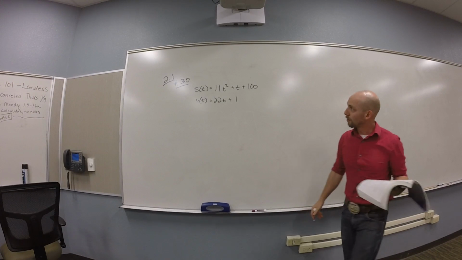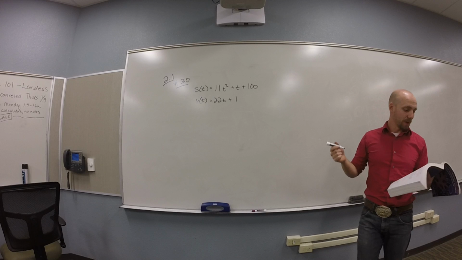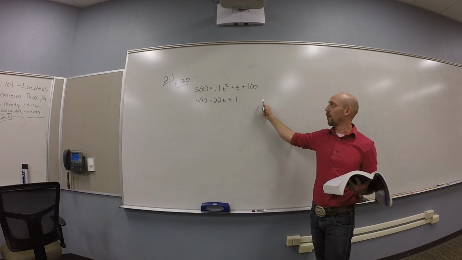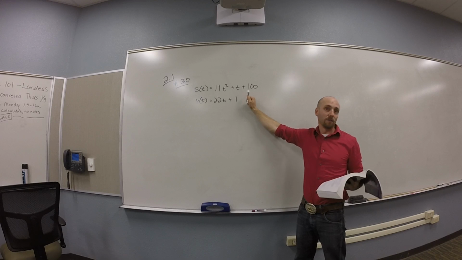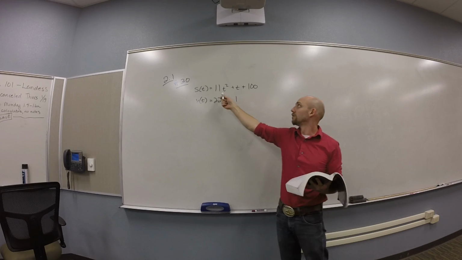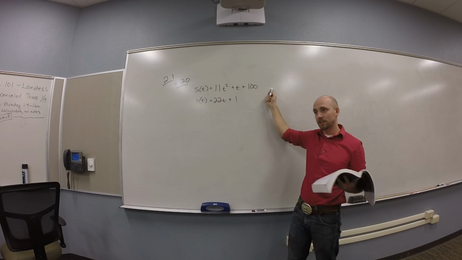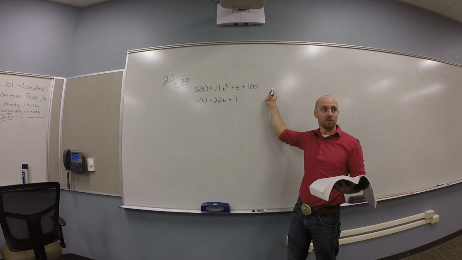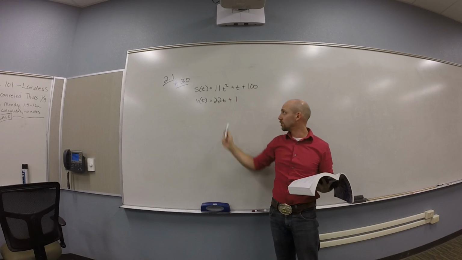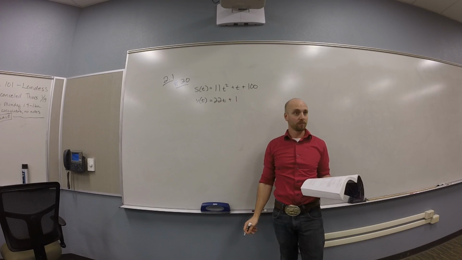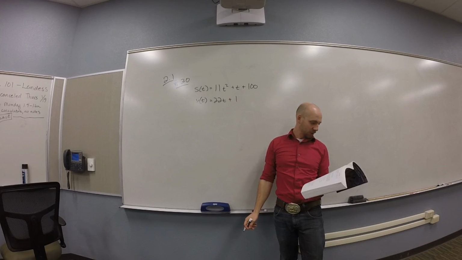Alright, so I want to do number 30 in 2.1. They tell me the position of a car in miles is given by the function s of t, which is 11t squared plus t plus 100, where t is time in hours. And its velocity is given by v of t is 22t plus 1. Cool. Then they ask me some questions.